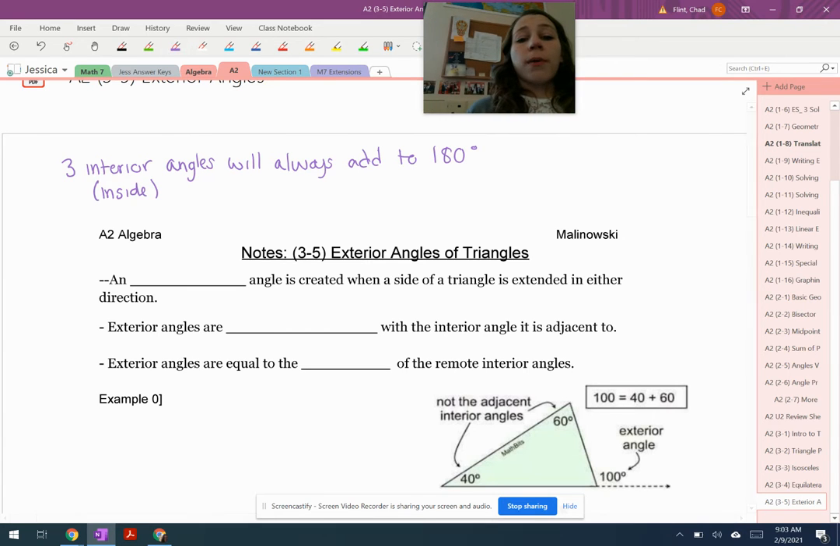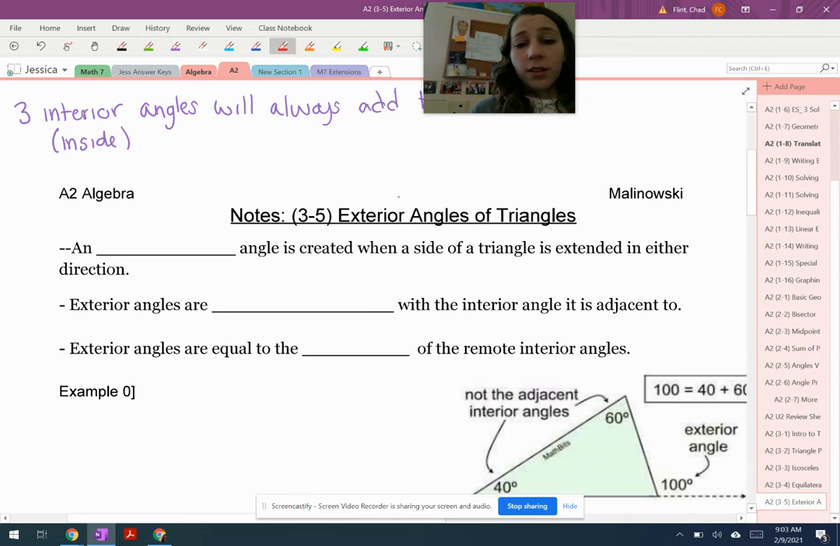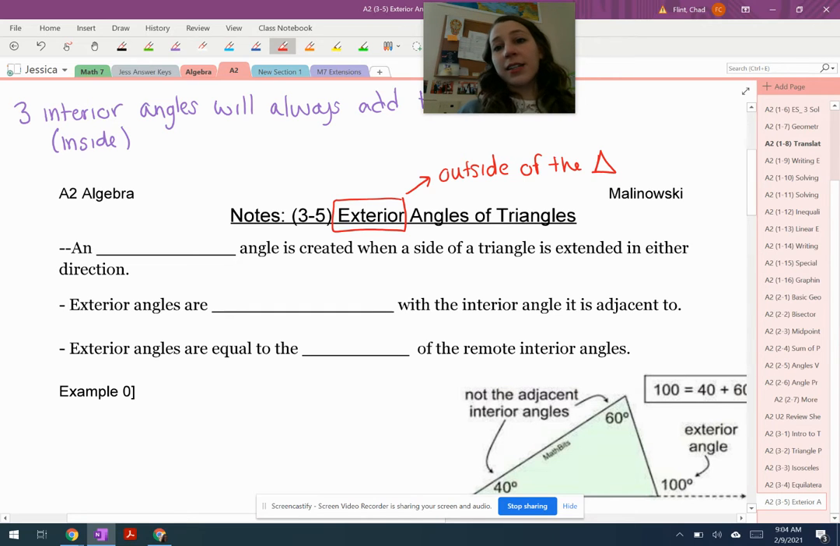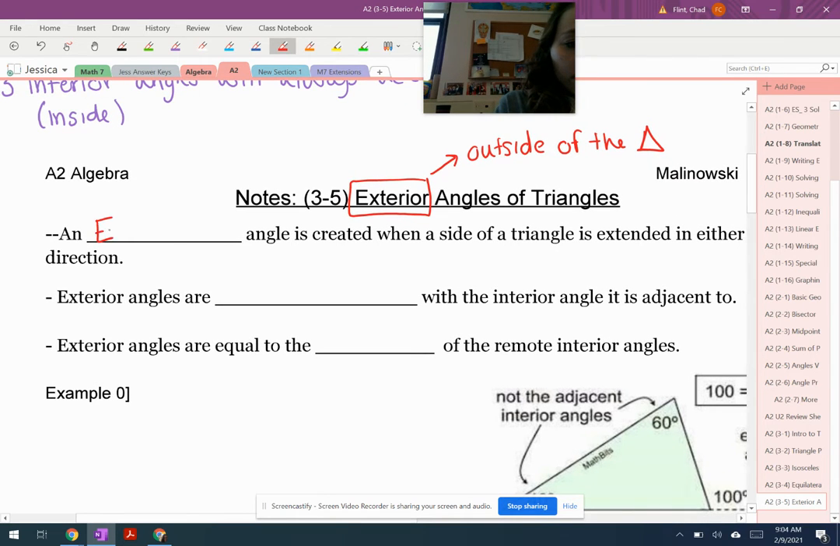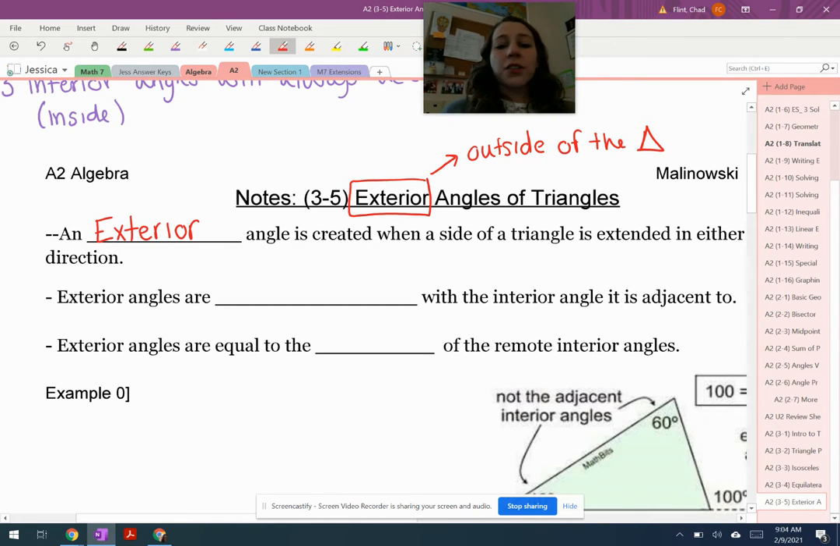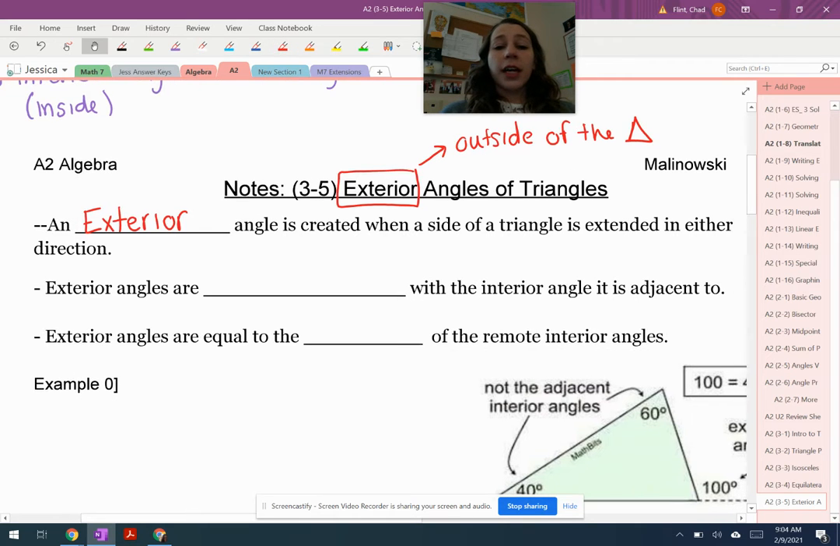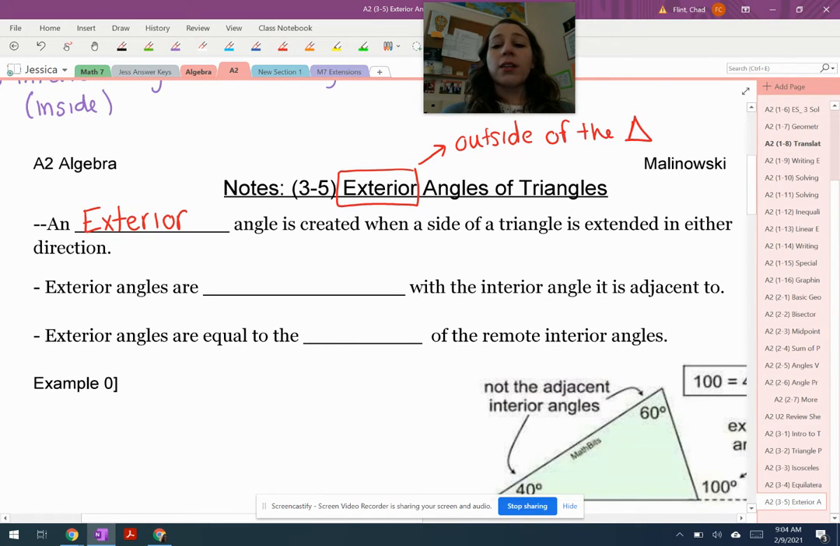Now we're starting to talk about the exterior angles, which are on the outside of the triangle. Interior on the inside, exterior, think of like exit, on the outside. So an exterior angle is created when a side of the triangle is extended in either direction.